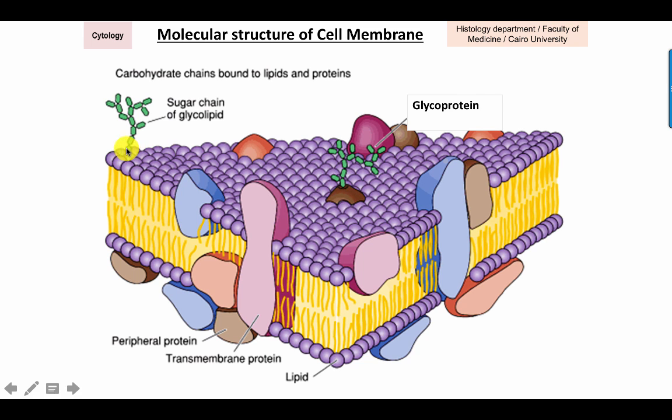In addition, you will see this carbohydrate element formed of oligosaccharides attached to the protein to form a glycoprotein, or attached to the phospholipid head to form a glycolipid. And as you see, the carbohydrates are only present on the outer surface of the cell membrane towards the external environment, as they act as receptors.